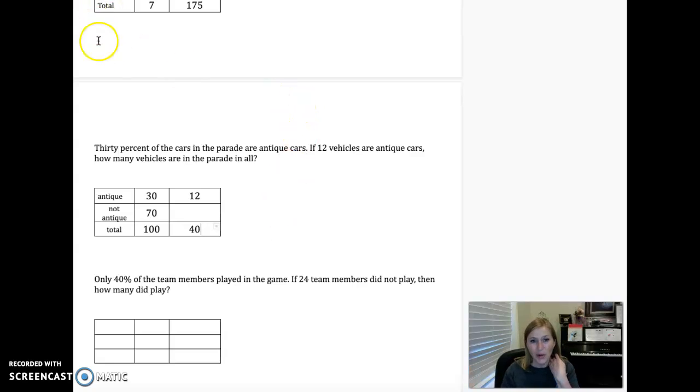So, okay, we can now figure out how many were not antique if that happened to be another question, or if you were just wondering. Because if there's 40 altogether and 12 are antique, then by using subtraction, we can find out how many are not antique. So 40 minus 12 is 28.